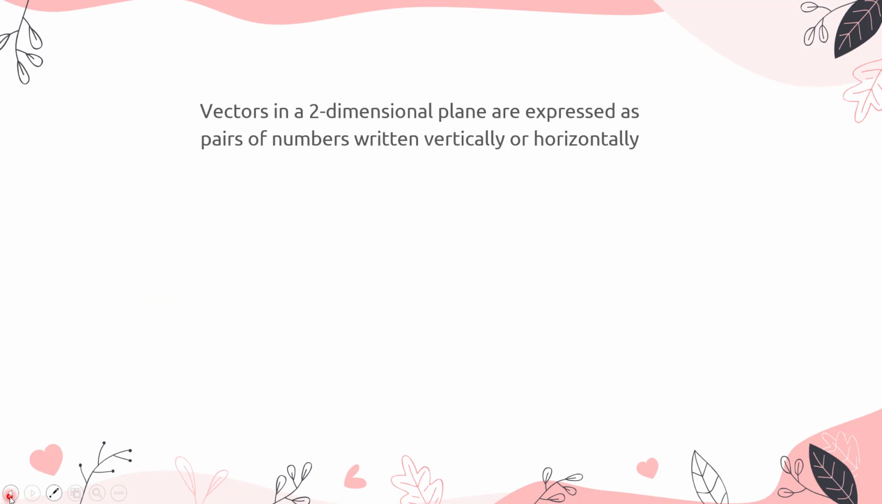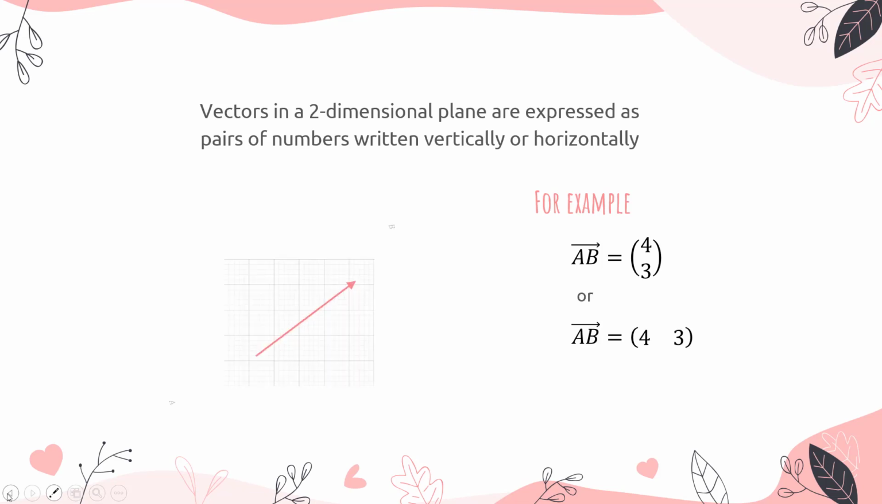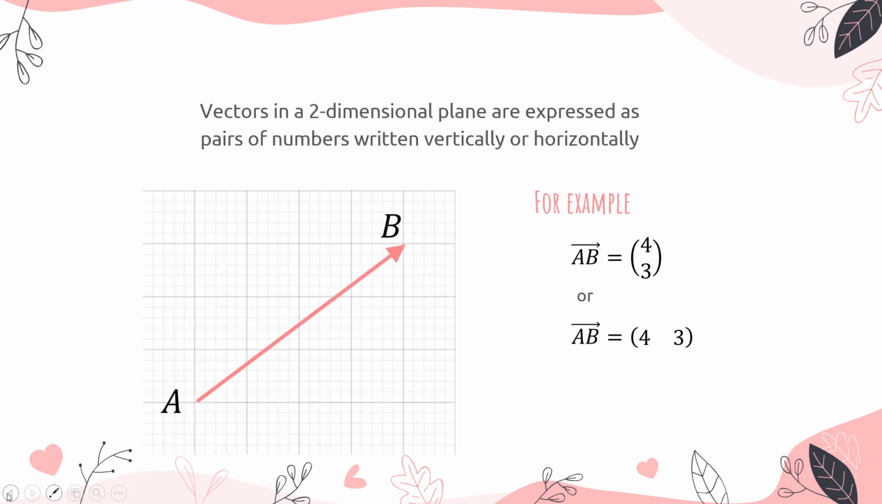Vectors in a two-dimensional plane are expressed as pairs of numbers written vertically or horizontally in matrix form. For example, you have vector AB and it is (4, 3). This is a column matrix showing the displacement in the x-axis and y-axis direction. It can also be expressed with a row matrix (4, 3) like this. So from point A, you will go to the right 4 units and you will go up 3 units until you reach point B.